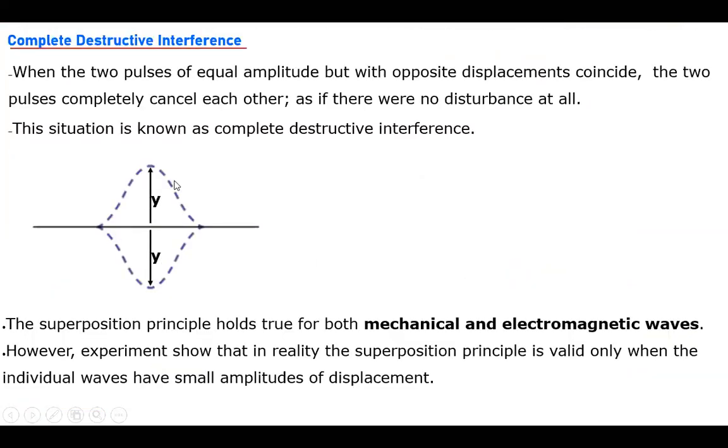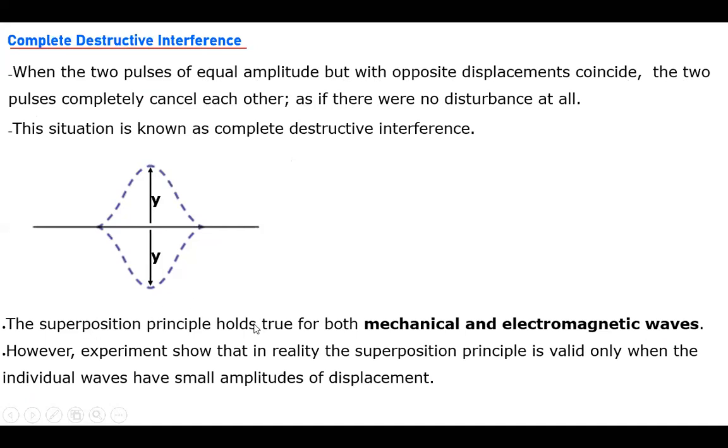But sometimes two wave pulses have equal amplitude but opposite displacement and coincide. The two waves completely cancel each other because their amplitudes are equal. So you are going to see no disturbance at all. This situation is known as complete destructive interference. They cancel each other completely.